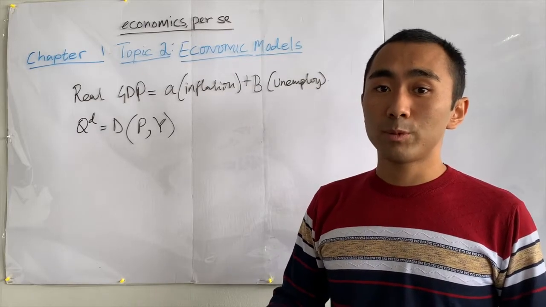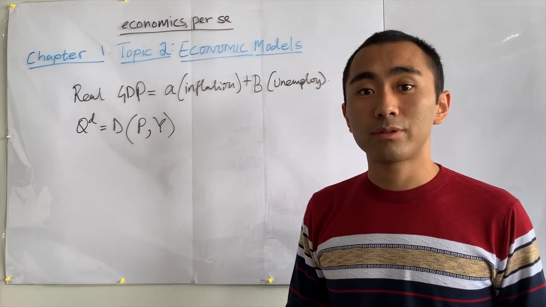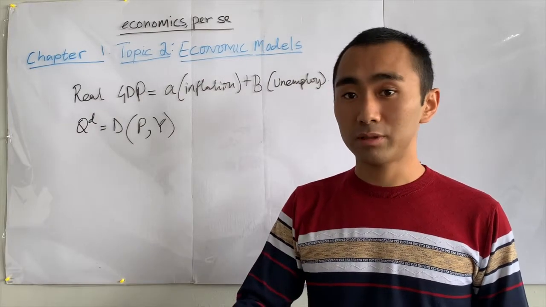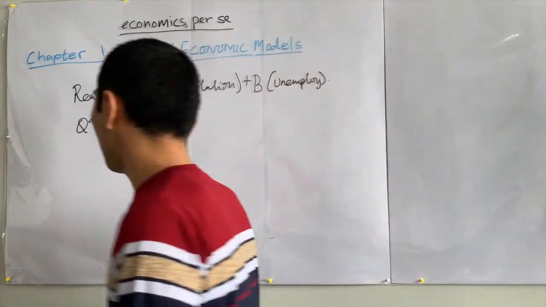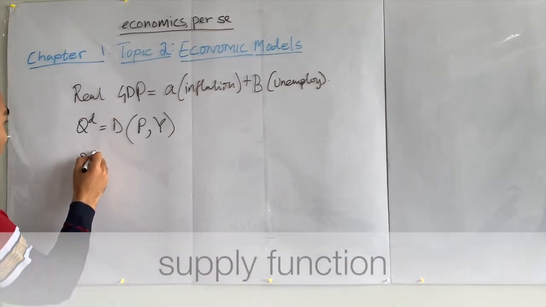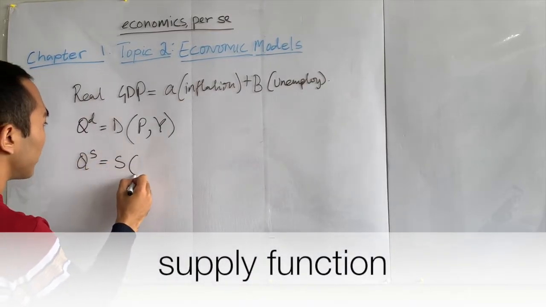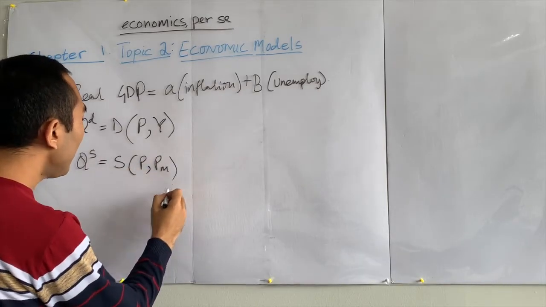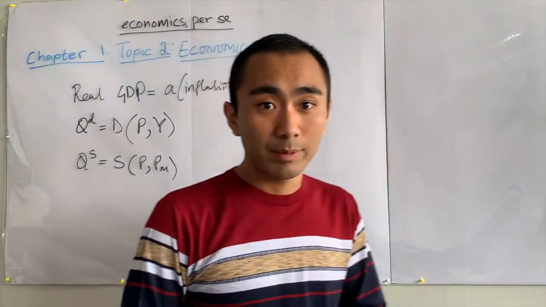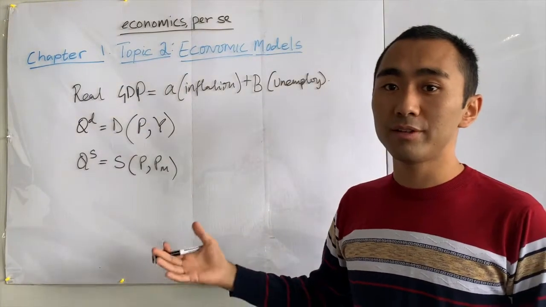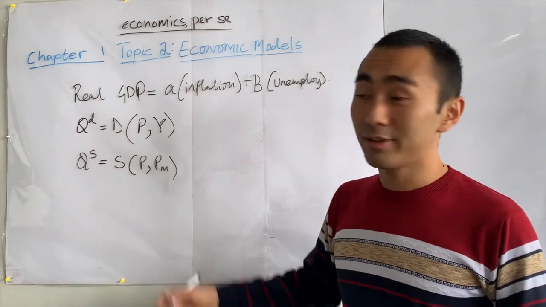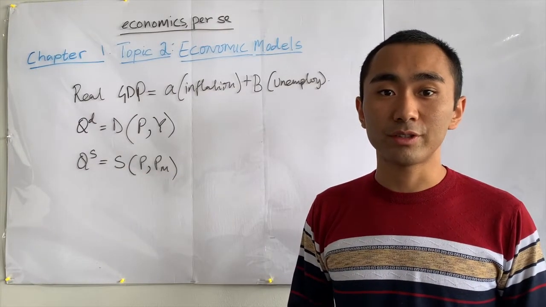Just like that, let's suppose that the quantity supplied of hamburgers depends on its price and the price of other materials used to make it, like buns and meat and condiments. So, quantity supplied would be equal to S(P, PM). Here, QS represents quantity supplied, P is the price, and PM is price of materials used. S parentheses again represents the supply function.